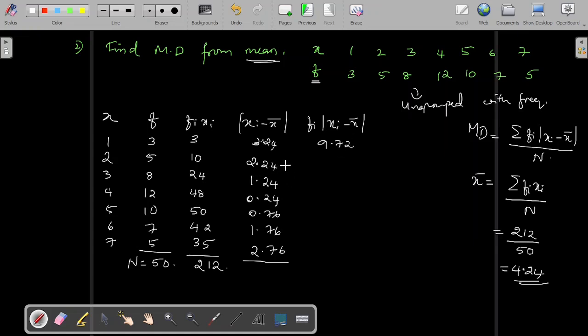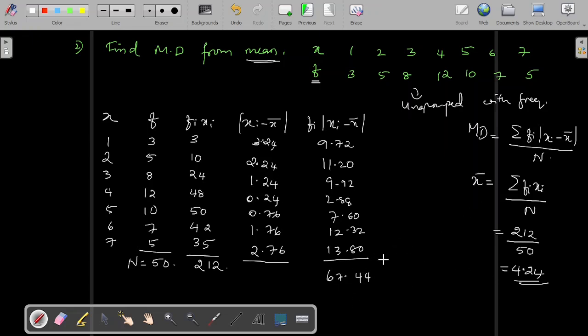Next, similarly 11.20, then 9.92, then 2.88, then 7.60, then 12.32, and 13.80. When you take the sum of all this, this gives you 67.44.